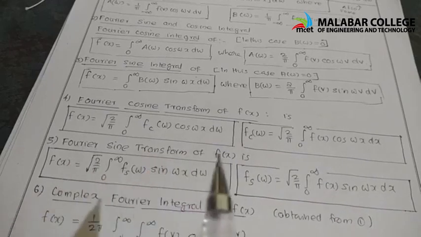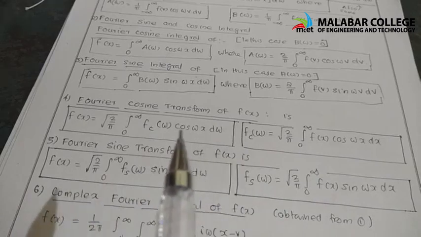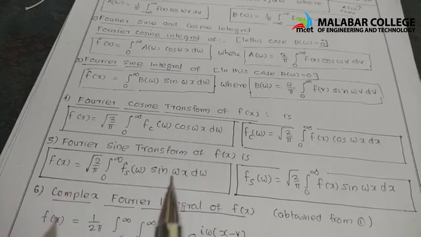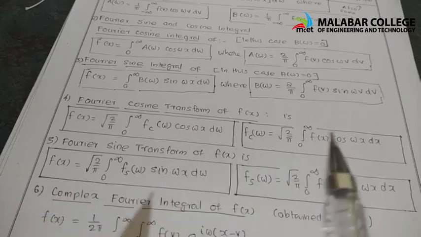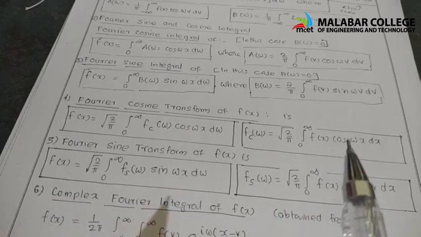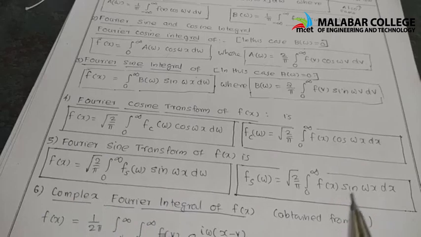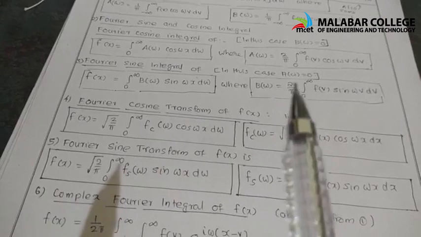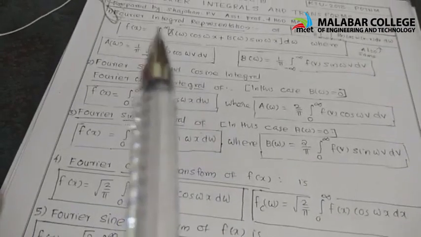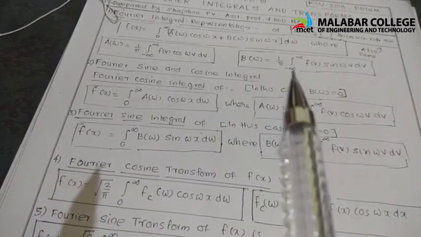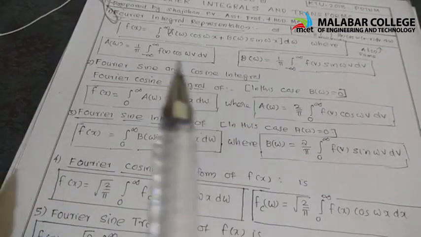Similarly, for finding the sine transform of f, as I told you before, the only difference is that in place of cos omega x we have sin omega x, and for finding fs omega also we use sin omega x in place of cos omega x. In all these places we see that the integral is from 0 to infinity, whereas for finding the integral representation of f of x, we see a omega and b omega with the integral from minus infinity to infinity.